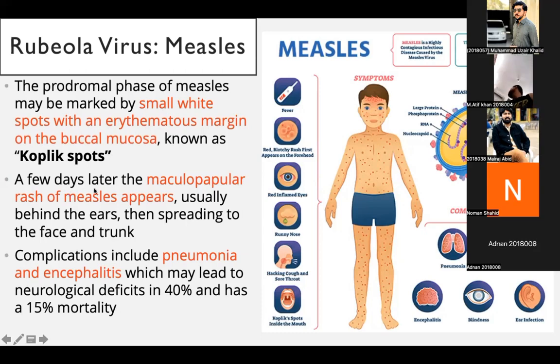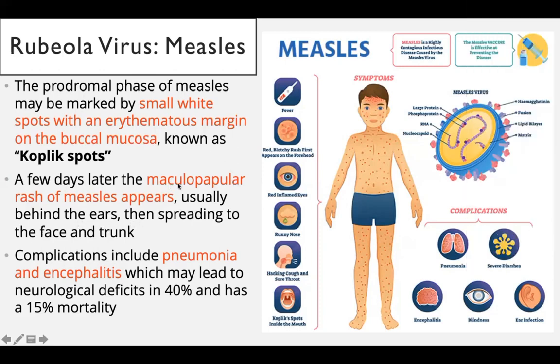A few days later, the maculopapular rash of measles appears. The prodromal phase is marked by small white spots with an erythematous margin on the buccal mucosa, known as Koplik spots. Then a few days later, the maculopapular rash appears, usually behind the ears, then spreading to the face and trunk. This is the maculopapular rash which is appearing.